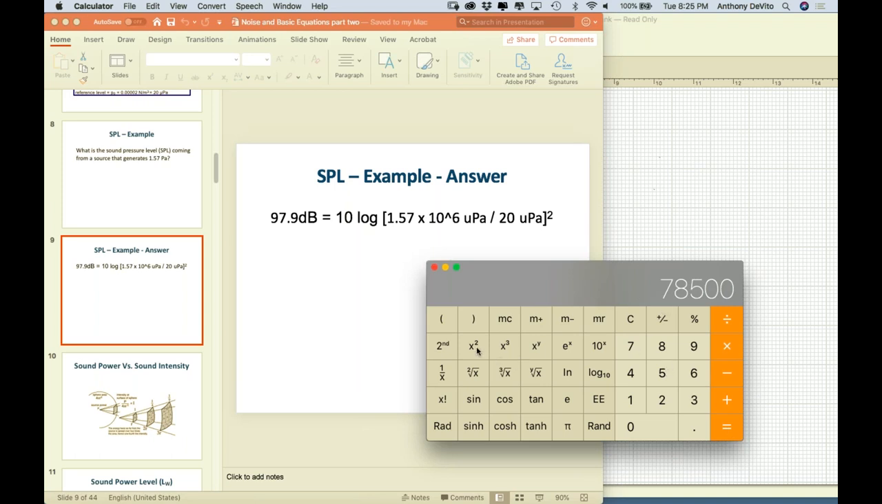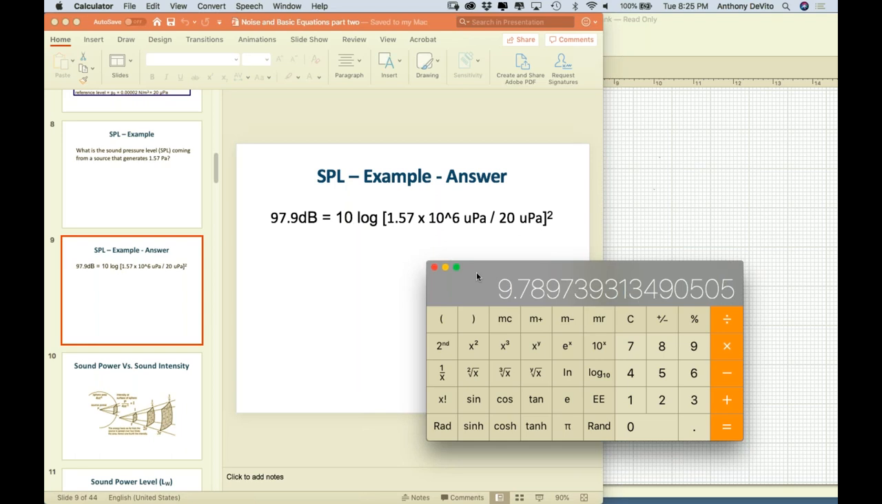Now I'm going to square that. And now I'm going to take the logarithm of that. And the logarithm is 9.789. Okay, and then I'm going to multiply that by 10. And it becomes 97.9. Okay, and that's our answer, 97.9 decibels.